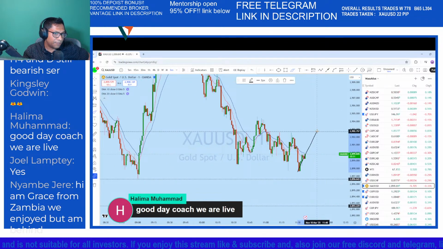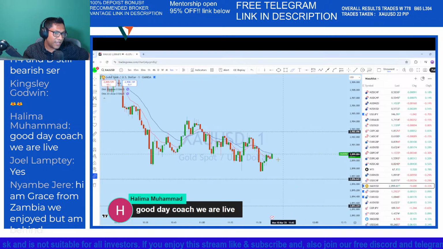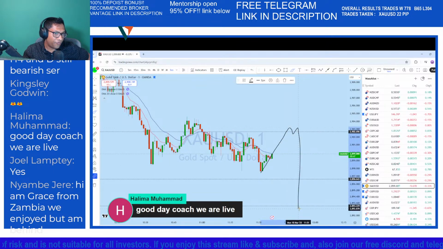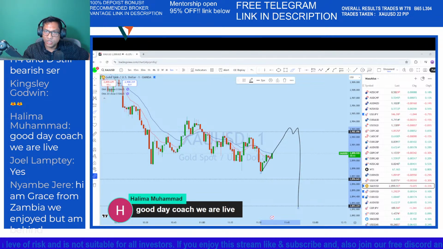This is a lower time frame price action here. We can see that it's a pullback. Now this pullback is necessary for us to find another entry. As soon as we find that, we will be jumping onto the trade.